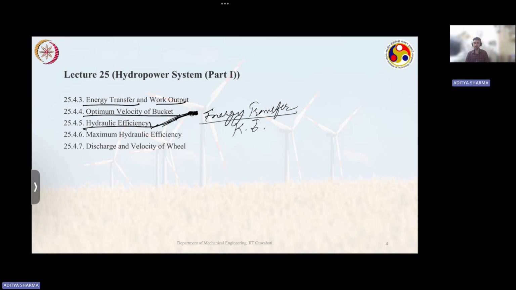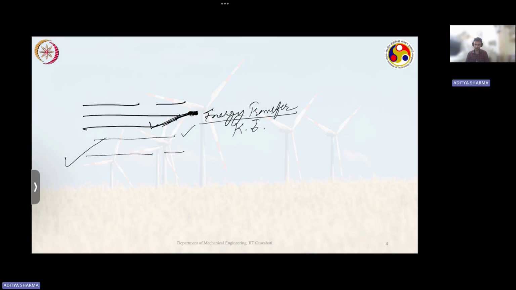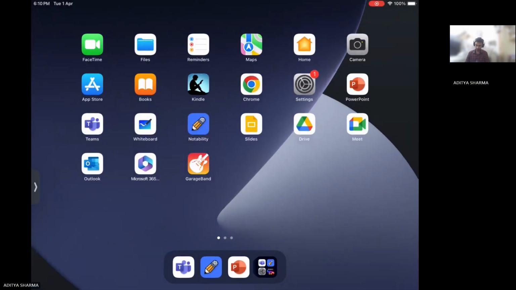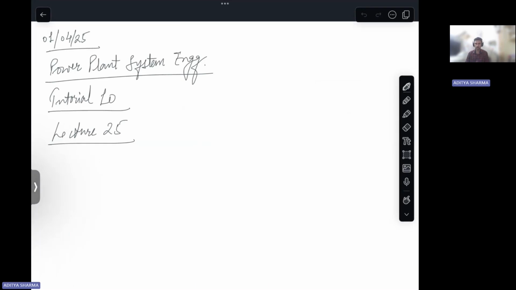In case of Pelton turbine, because later we will see the concept of degree of reaction. This is the same degree of reaction that we have seen in the previous lectures on turbines in case of your vapor power systems. Then maximum hydraulic efficiency has been calculated, and then discharge and velocity of wheel, how can we calculate? So all this has been discussed. So briefly, we shall see one by one these topics.